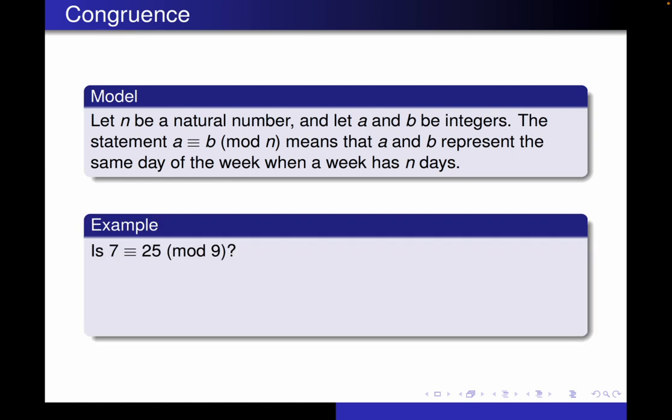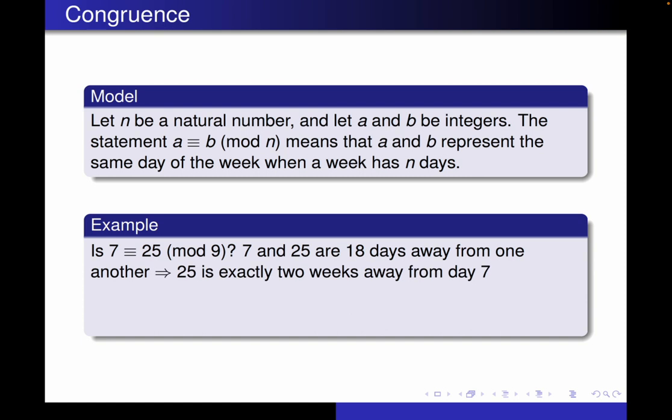And to show you how that works in some examples, if we want to ask if 7 is congruent to 25 mod 9, well, 7 and 25 are 18 days away from one another, right? There's a difference of 18. And since there are 9 days in a week, that means 25 is exactly 2 weeks away from day 7. And so yes, 7 is congruent to 25 mod 9.